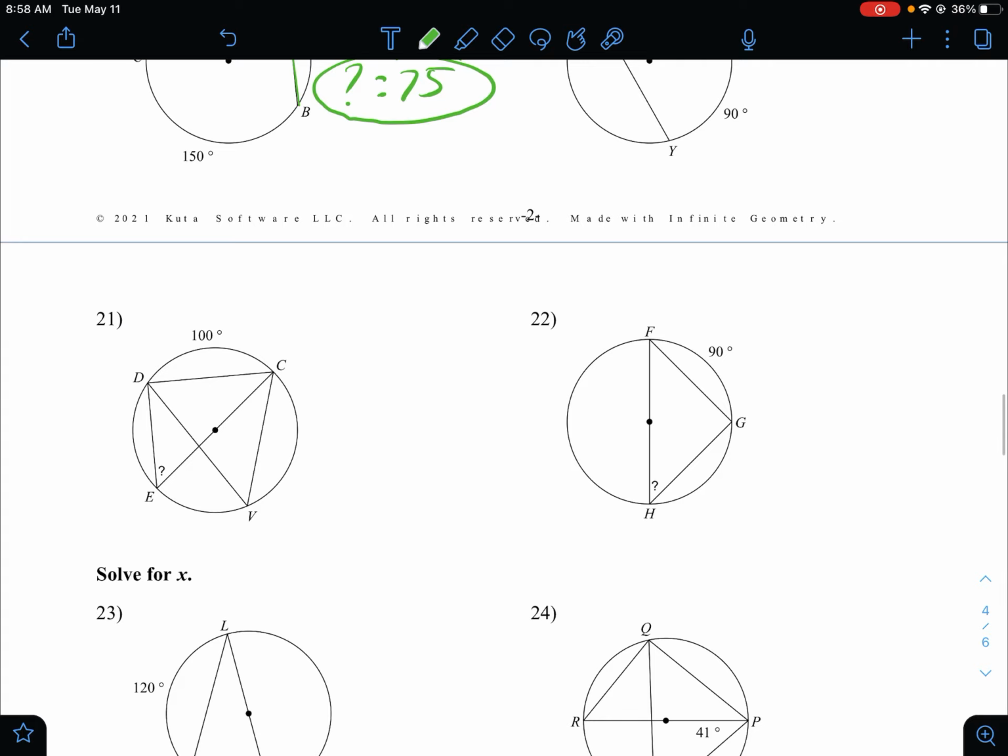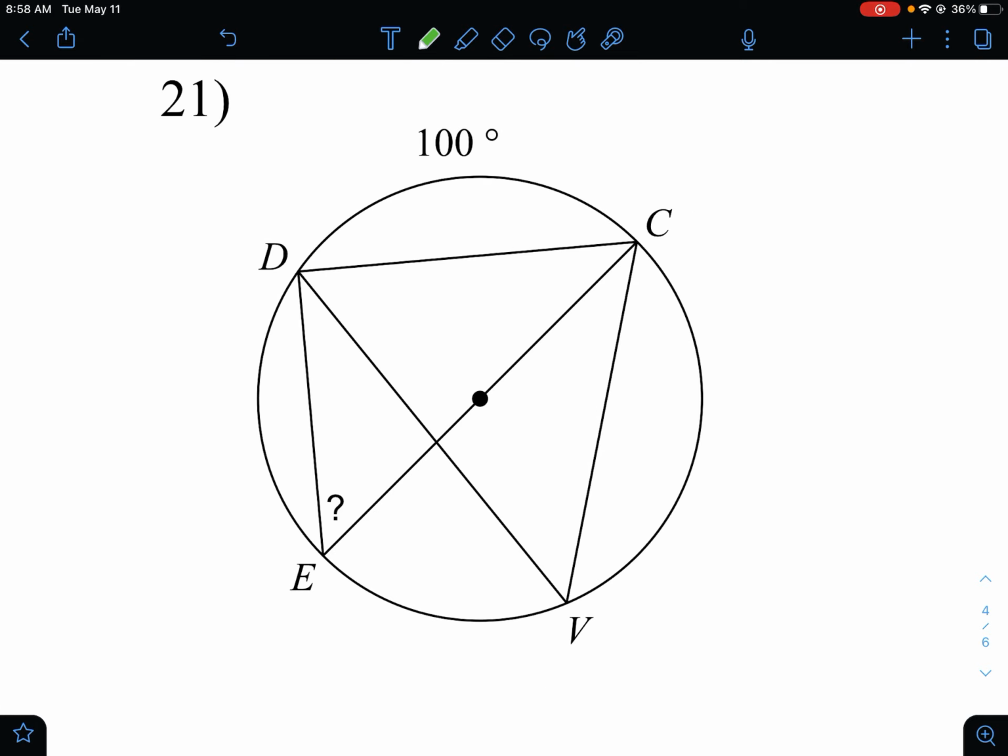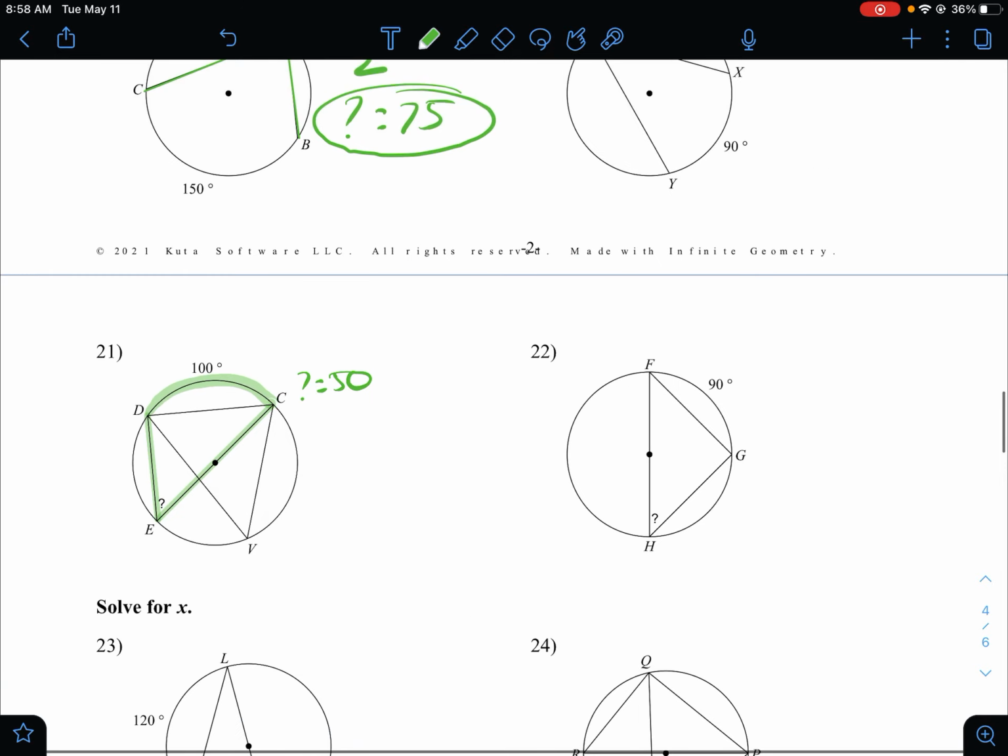All right. And again, we can try another one here. Now, as you can see, they might throw a bunch of extra lines in here, but it's going to be kind of up to you to realize, like, hey, I don't need any of these extra lines. They're useless to me. This is my angle of interest, and this is the intercepted arc. So my angle of interest is going to be 50. All right.